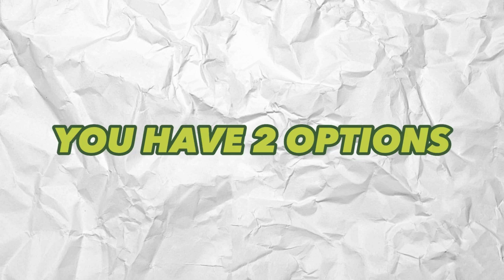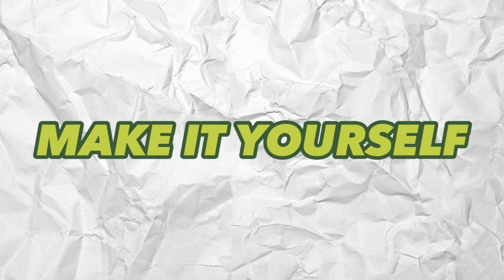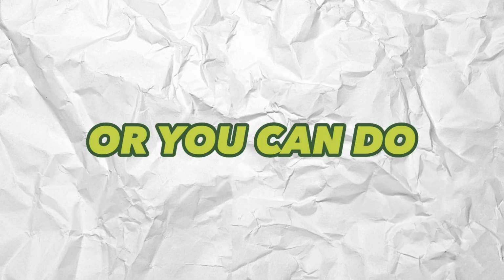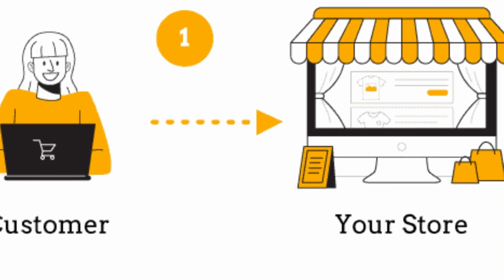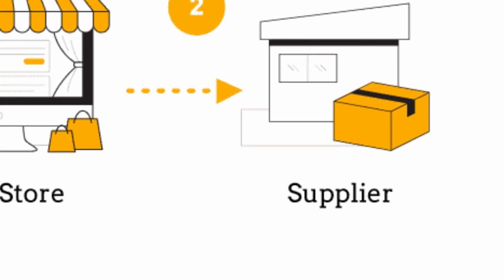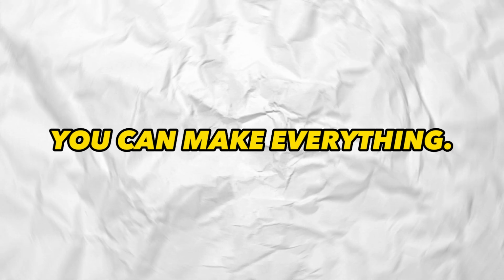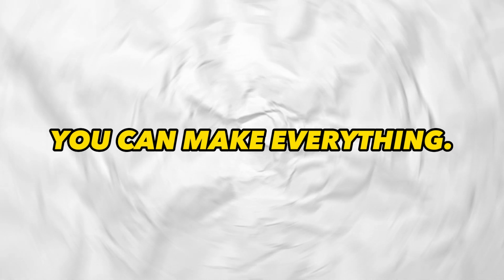To do that, you have two options. You can either make it yourself with a printer, an electronic cutting machine, and sticker paper, or you can do print on demand. Print on demand is a service where you upload your file and make it what you want without having an inventory. You can make stickers, socks, mugs, etc.